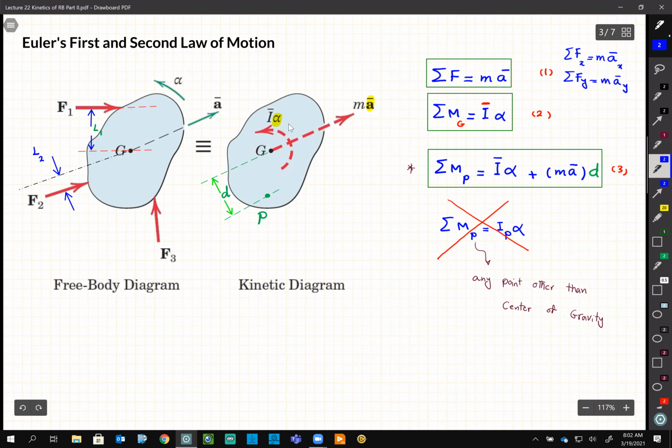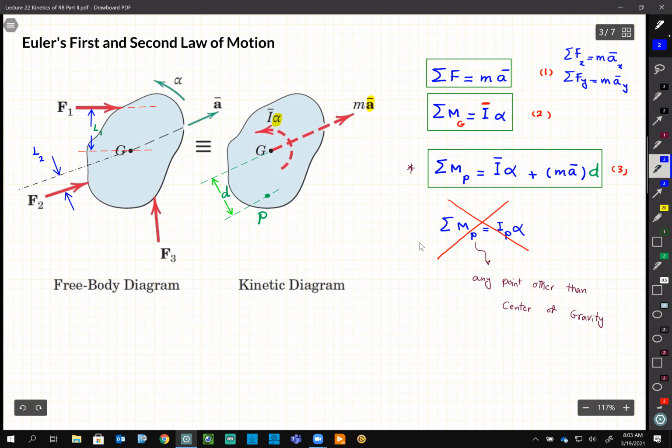And then we said sometimes we need to calculate the moment about another point other than the center of gravity, like point P. In that case, the formula changes. The first part is similar: the sum of the moment about point P is I bar alpha, still it is I bar. And then there is an extra term, m A bar, multiplied by d. And again, you can break it down to x and y.